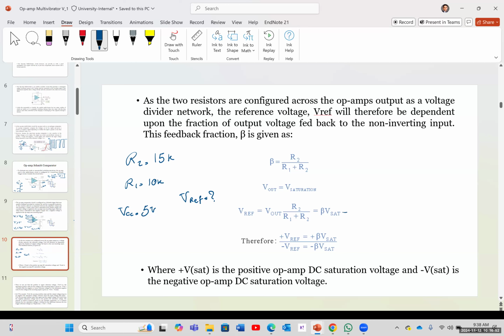So using this equation, what did you get? Okay. V reference would be V out, which is actually our saturation voltage as well. So it's going to be 5 times 15 over 15 plus 10. So it's going to be 75 over 25. Am I correct? Which gives us 3 volts. So the reference voltage here would be equal to 3 volts.